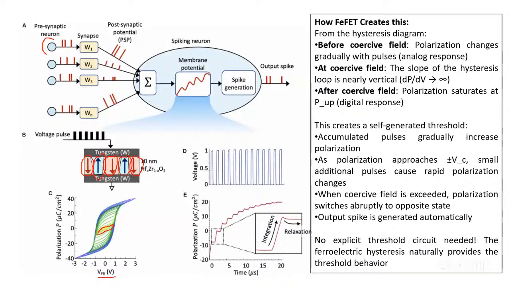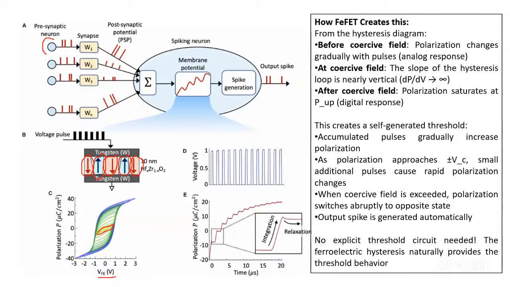If you see from the hysteresis diagram, if the polarization changes gradually with pulses, we get an analog response. If we are giving pulses one by one, the polarization will keep on increasing as the pulses come. This is like the behavior of integration, and natural relaxation is present in the ferroelectric material. So before the coercive field, the polarization changes gradually with the pulses.